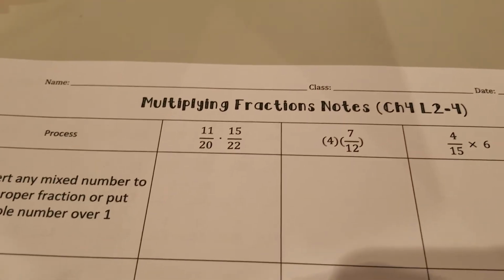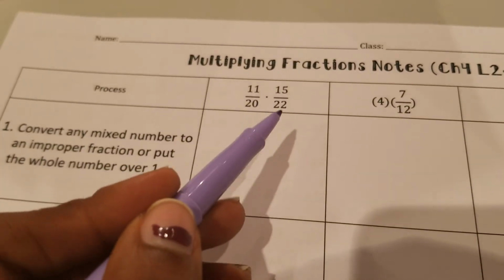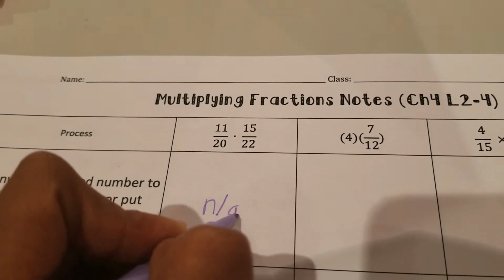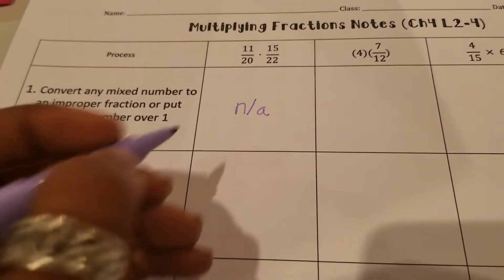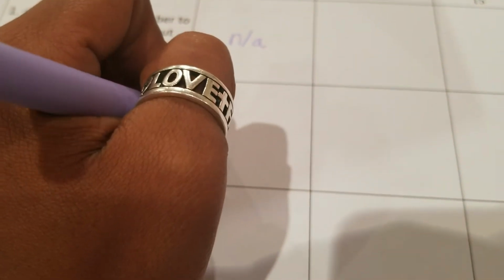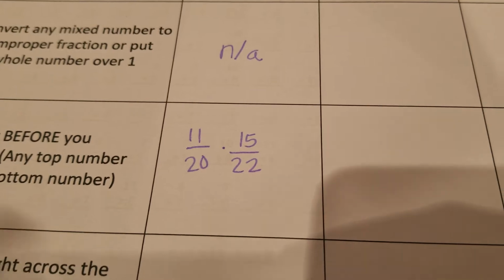So if we look at this first problem, we want to see Step 1. Are there any mixed numbers or improper fractions? There aren't any, so that is not applicable to this problem. Okay. Step 2, simplify before you multiply. So this step means to look at any top number with any bottom number to see if you would find them in the same column on your multiplication chart.